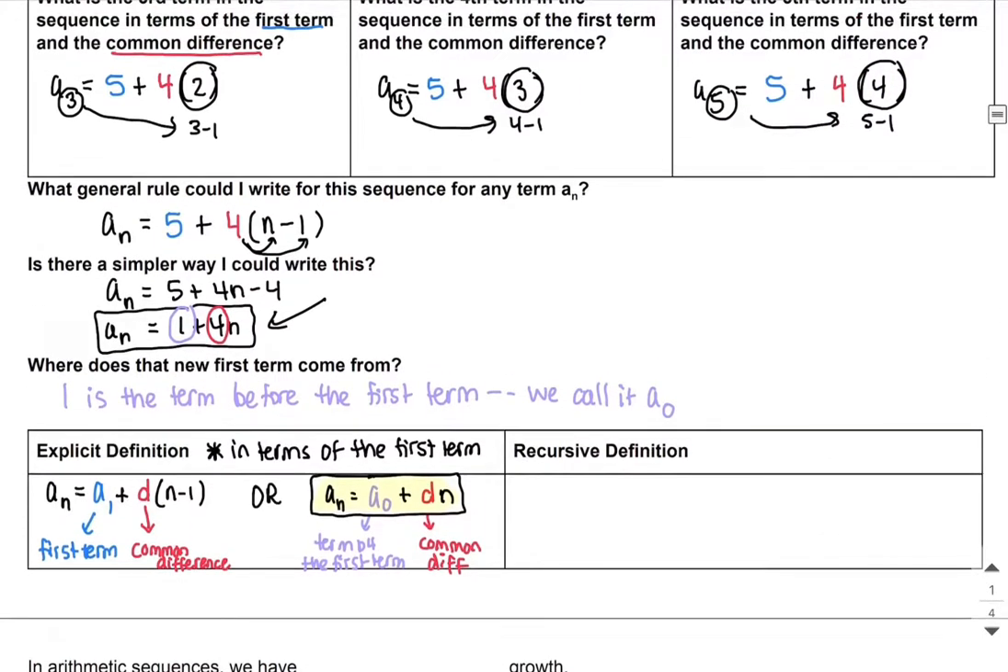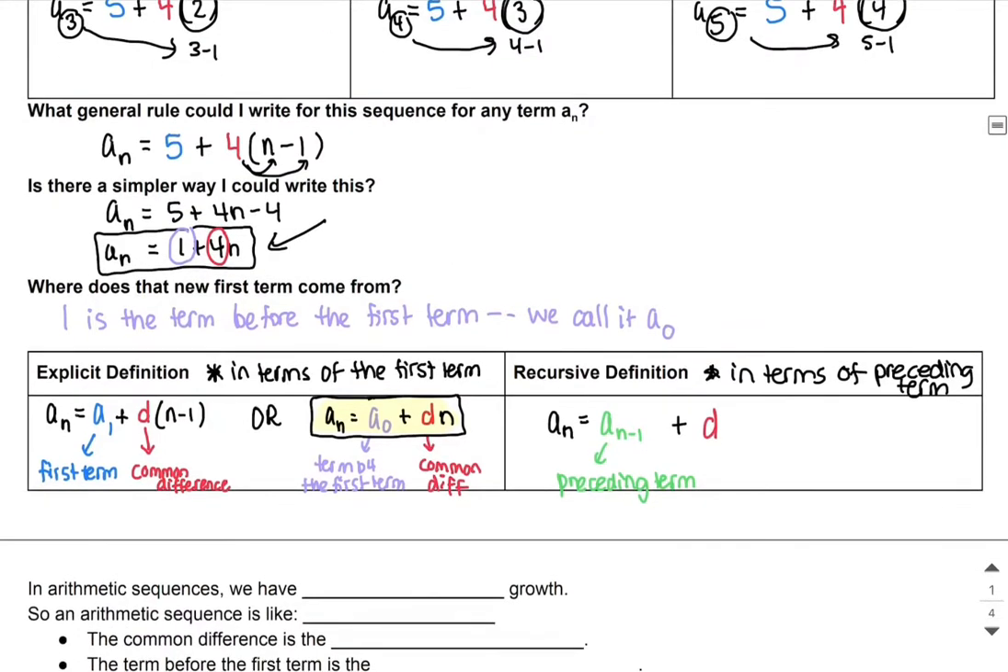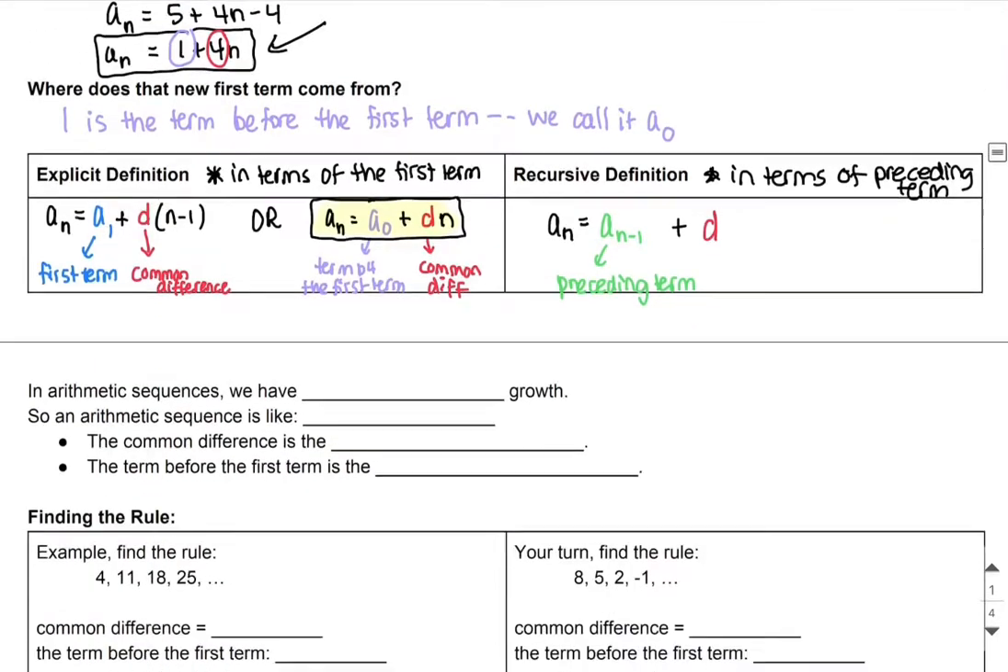All right. The recursive definition is the definition in terms of the preceding term. So the preceding term is the previous term. So I could say a sub n is equal to a sub n minus 1. That would be the preceding term, plus the common difference, which is D. Okay, so I just take the previous term and I would add the common difference, and that would get me my next term, and that's the recursive definition, which is pretty obvious.